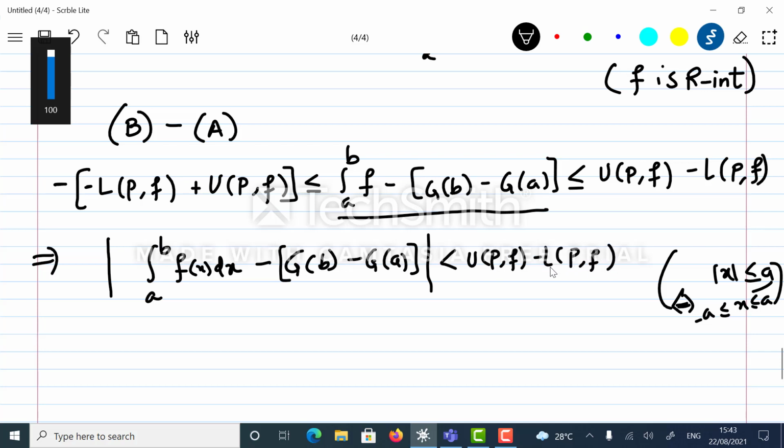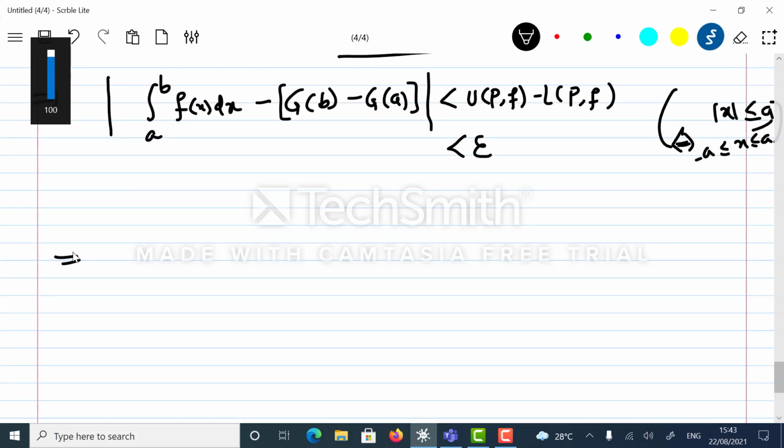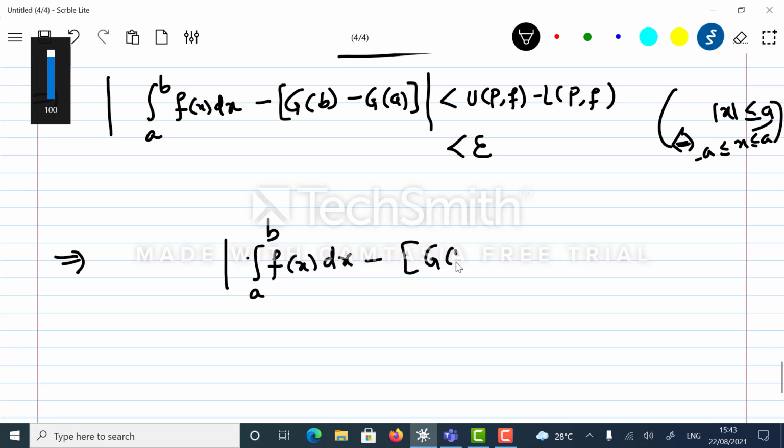But what I know is that f is R integrable. So UPF minus LPF has to be less than epsilon by the Riemann criterion. So I got that this difference is less than epsilon. This would imply the modulus of the integral a to b of f(x) dx minus (g of b minus g of a) is less than epsilon, and this modulus is always a positive number. So a number is greater than or equal to 0 and less than epsilon. This would imply that the number must be 0 then.